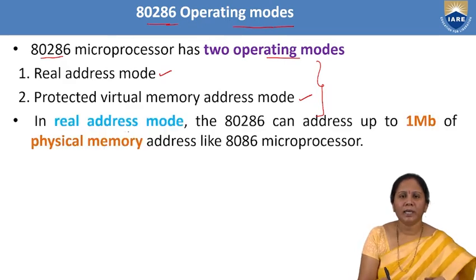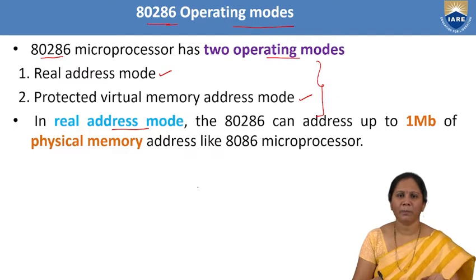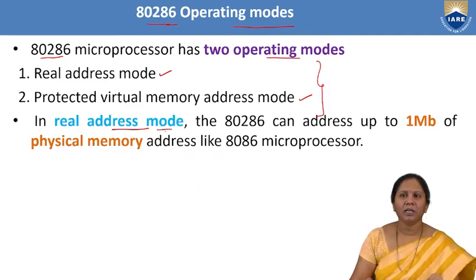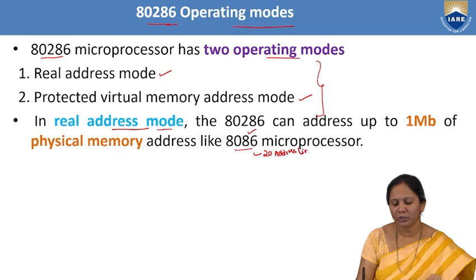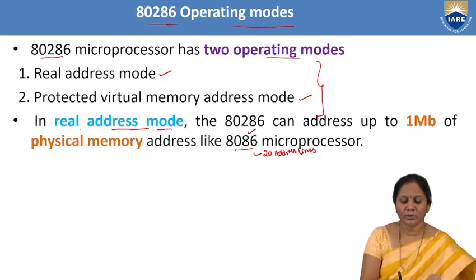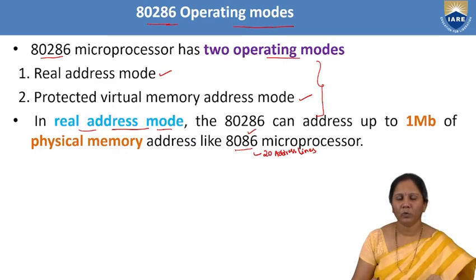Now, when this 80286 microprocessor is operating in real address mode, the operation will be same as the 8086 microprocessor. That means this 80286 will act as an 8086 microprocessor only. We know that the 8086 microprocessor has 20 address lines. So when the 80286 is operating in real address mode, it will be the same as 8086, that means only 20 address lines will be used.